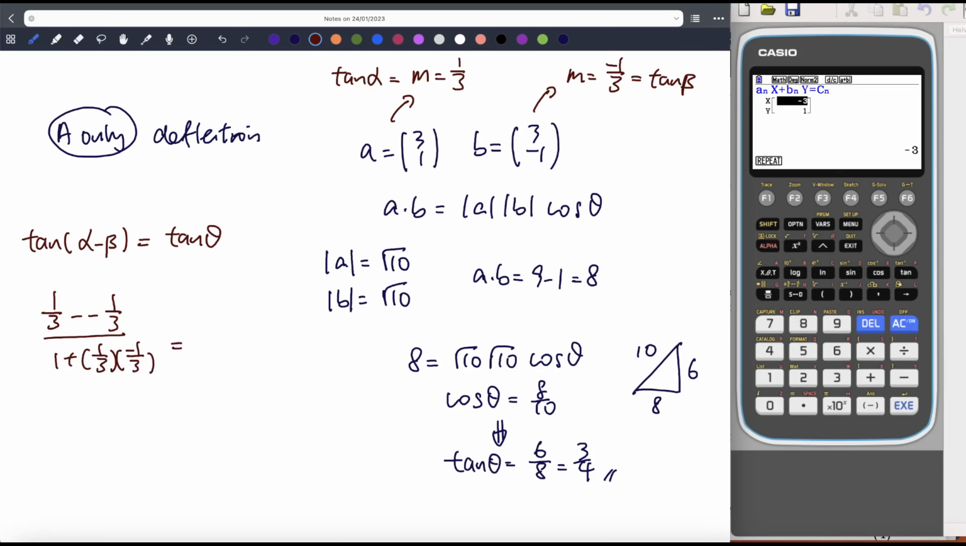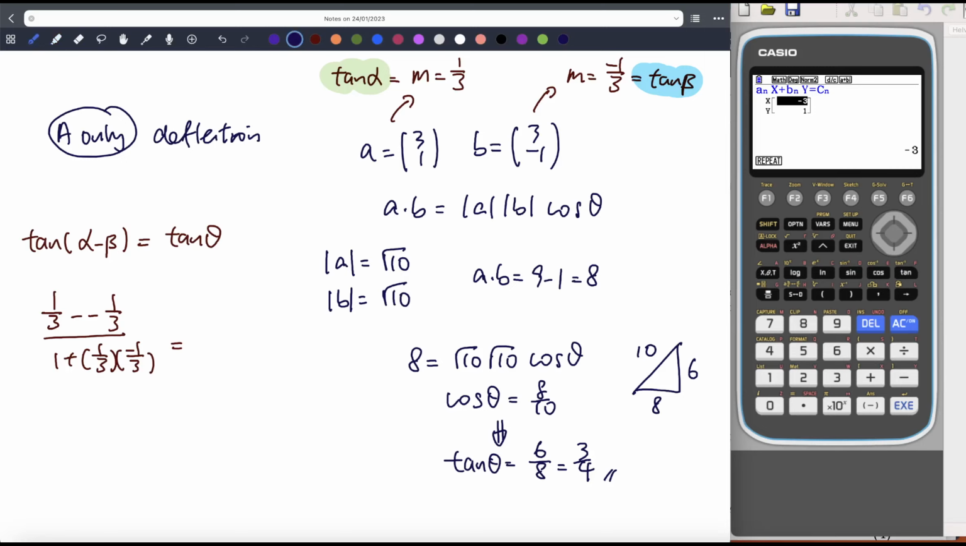How do you know whether to do alpha minus beta or beta minus alpha? It depends on which one is greater. Tan alpha is bigger, tan beta is smaller. So I will do big minus small divided by 1 plus the product of them.